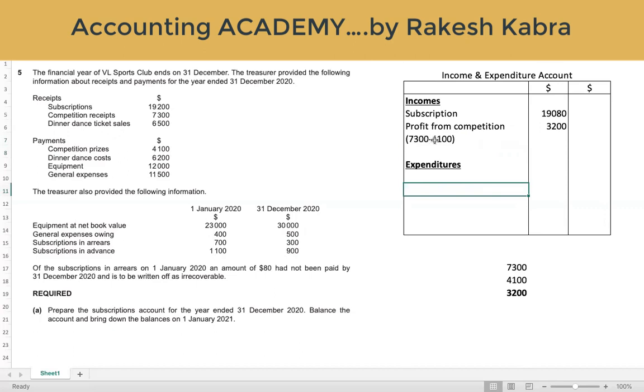Now same case with the dinner dance also. What is the receipt from dinner dance? Ticket sales. We sold the tickets, and the dinner dance money is 6,500. Minus the cost, 6,200. So profit is 300. Profit from dinner dance.